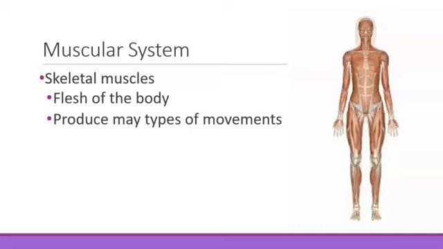So the muscular system refers specifically to the skeletal muscles. These are the muscles that make up the flesh of the body and produce many types of movements like the blinking of an eye, standing on your tiptoes, swallowing food, as well as breathing.